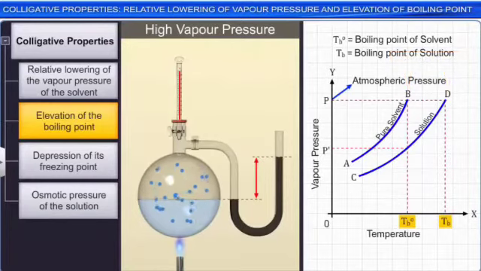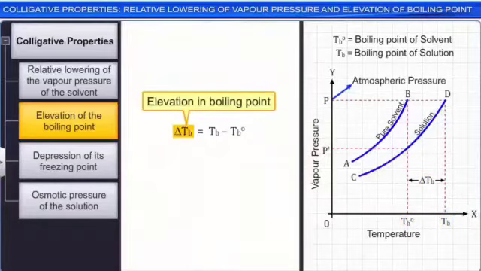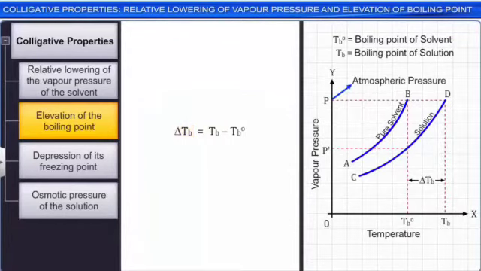The difference, Tb minus Tb⁰, is represented by ΔTb and gives the elevation in the boiling point of a solvent in solution. Thus, it can be seen that the boiling point of a solution is greater than the boiling point of the pure solvent. In other words, a solution that has lower vapor pressure needs to be heated to a higher temperature for its vapor pressure to become equal to the external pressure, that is, its boiling point.